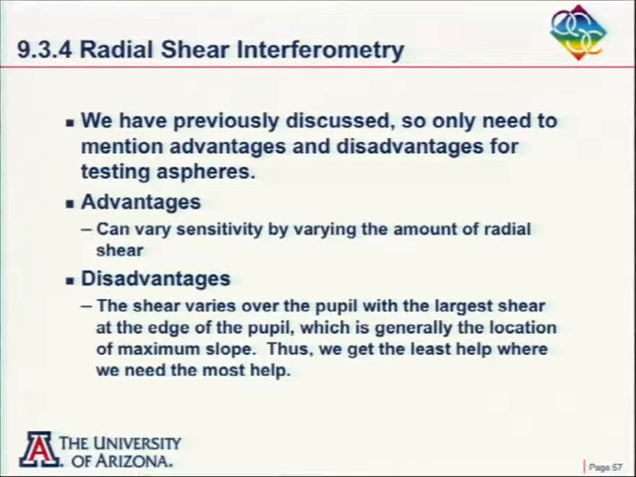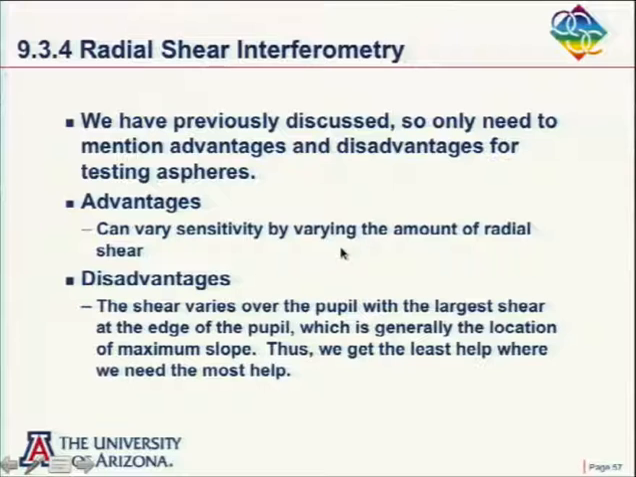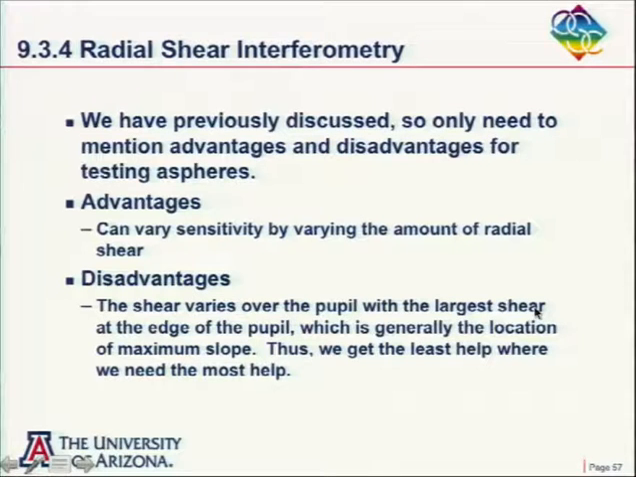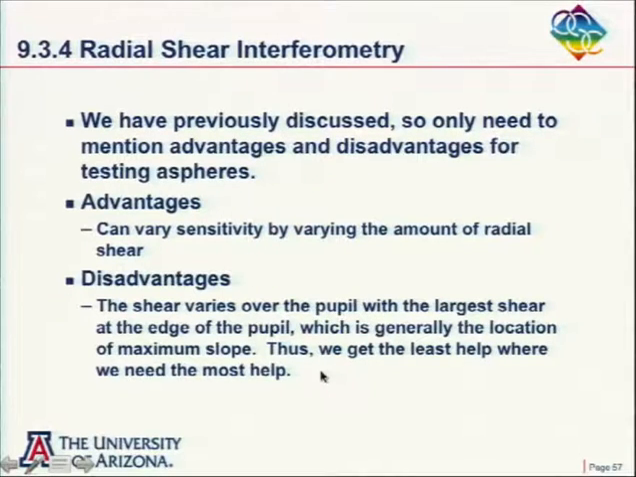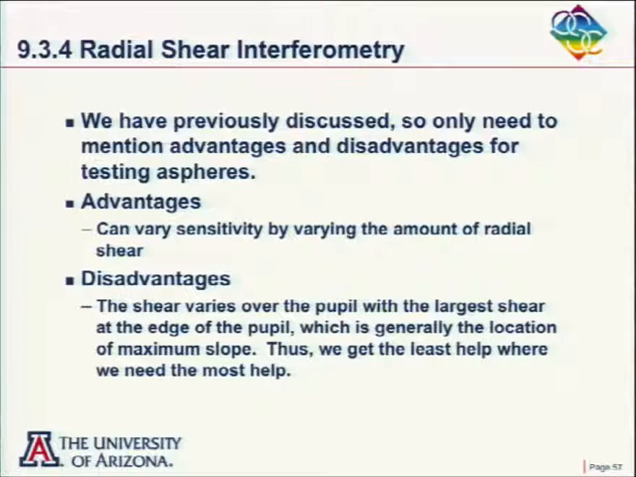Radial shear, kind of the same idea here. The advantage, once again, is that we can vary the sensitivity by varying the amount of radial shear. And the disadvantage, well, the shear varies over the pupil, and you have the largest shear at the edge of the pupil, and that's generally where you have the maximum slope. So what we're saying here is that we're really getting the least amount of help in reducing the number of fringes where we need the most help, where the slope is the largest. And so, again, you can find lots of papers on using radial shear for testing aspheres, but it's far from my favorite technique, I guess I would say.